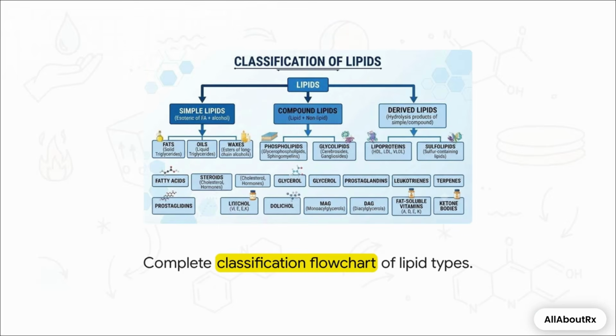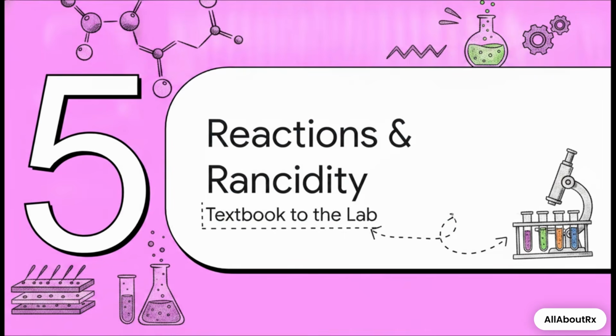Now what's really interesting here is how they break down. Simple lipids are just esters of fatty acids with an alcohol, like triglycerides. Compound lipids, however, step it up a notch. They add non-lipid groups into the mix, like a phosphoric acid residue to make phospholipids or a carbohydrate moiety to make glycolipids. And finally, we have derived lipids. These are basically the hydrolytic products of the first 2 groups, including some heavy hitters you definitely know, like steroids and your fat-soluble vitamins.